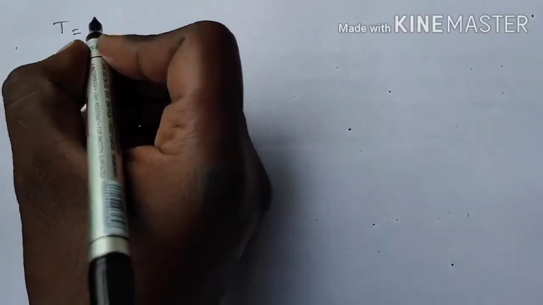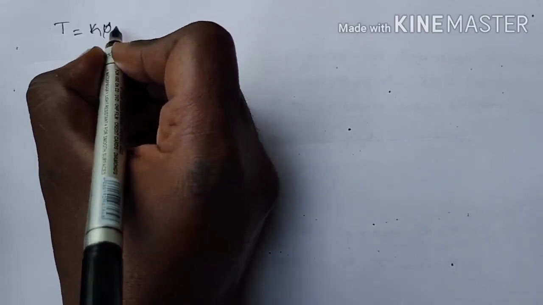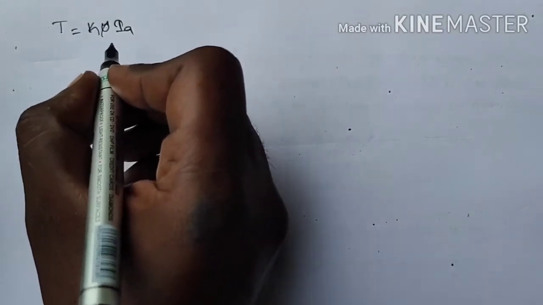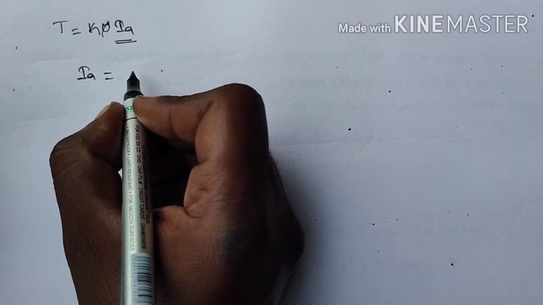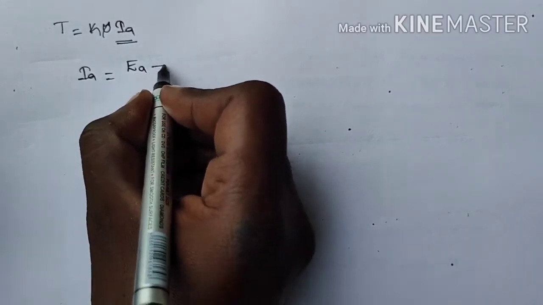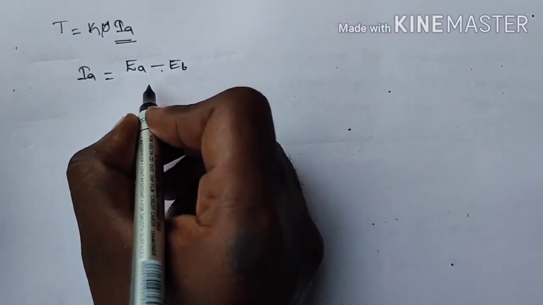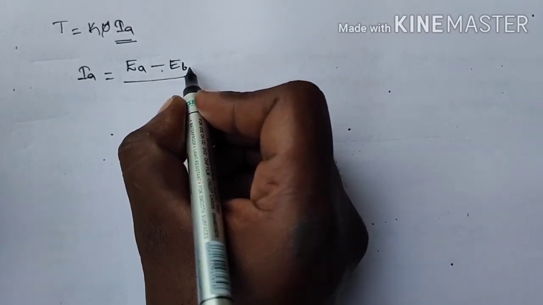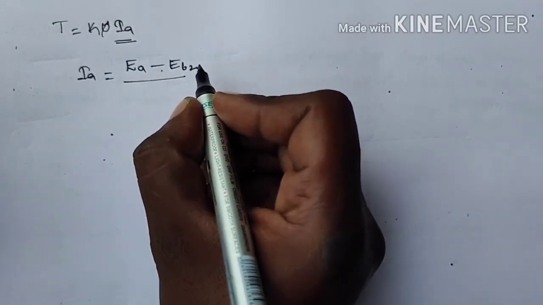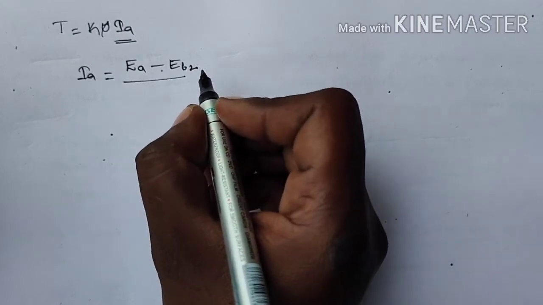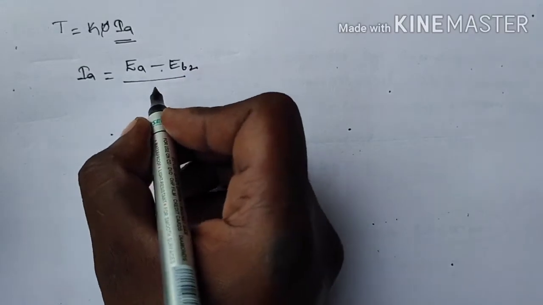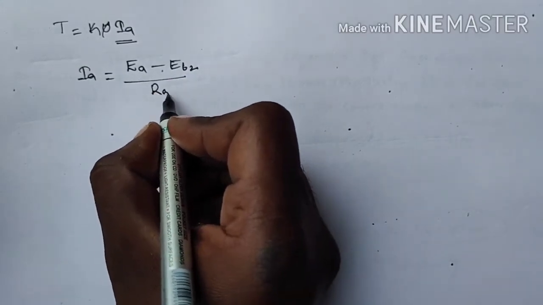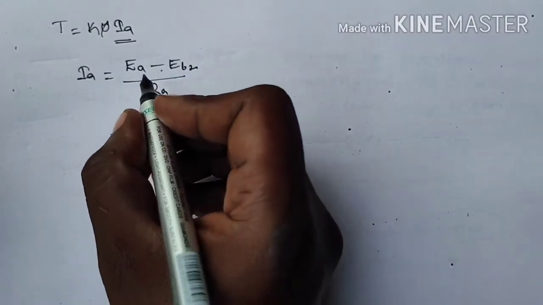As you know, the torque T is equal to K phi into IA. Now we have to calculate the IA value. IA is equal to the terminal voltage of armature minus back EMF EB. Which EB do you have to take, EB1 or EB2? EB2, because at 600 rpm the back EMF is EB2. So IA is EA minus EB by RA. This is our fundamental equation.